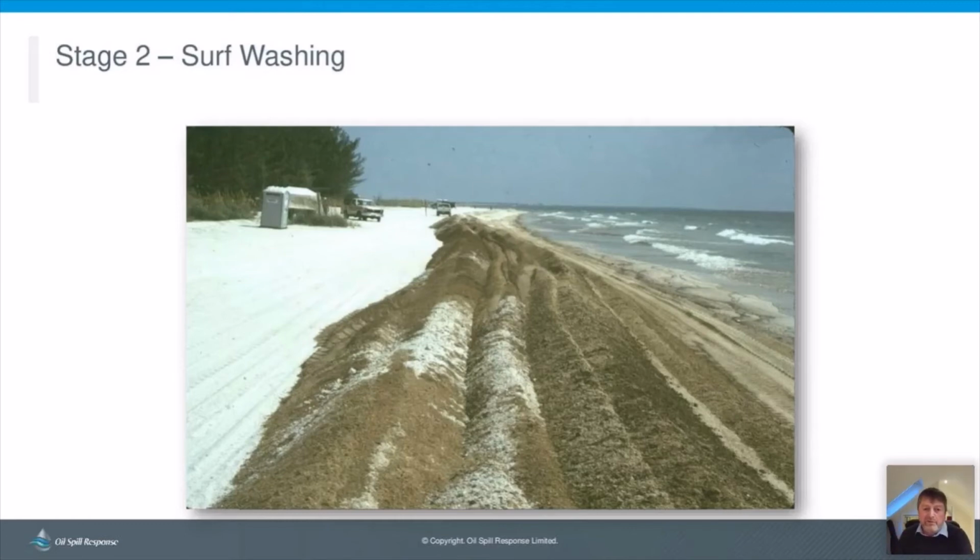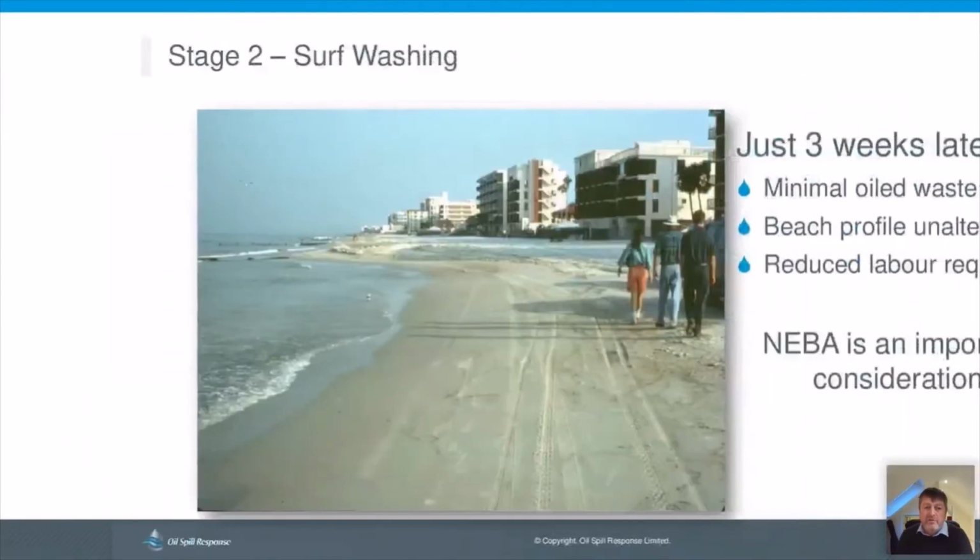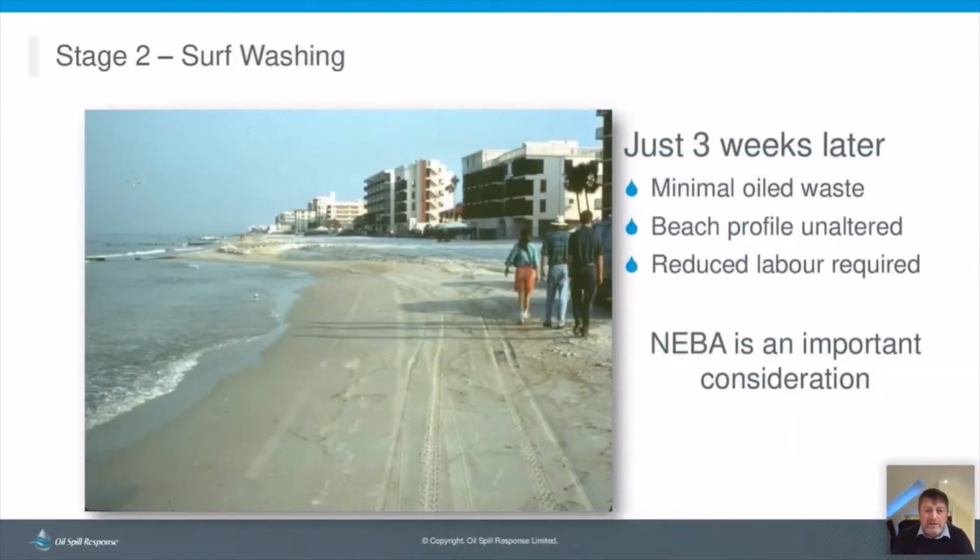So in this particular case, they put the substrate there, they will push that into the surf zone, and then this is the same shoreline three weeks later, and you can see that there's minimal oil left there now, and that shoreline's redeposited the sand back on the beach and removed much of that oil.